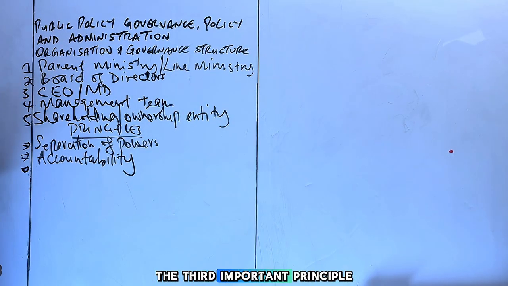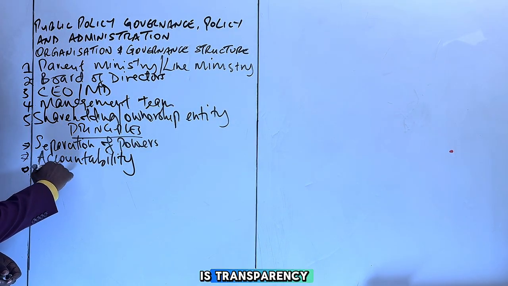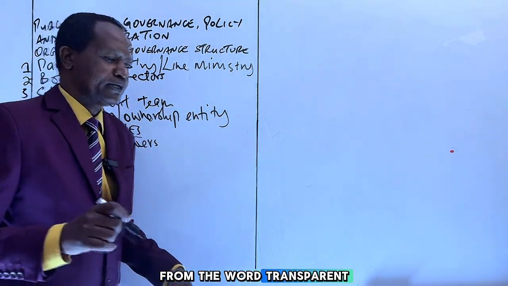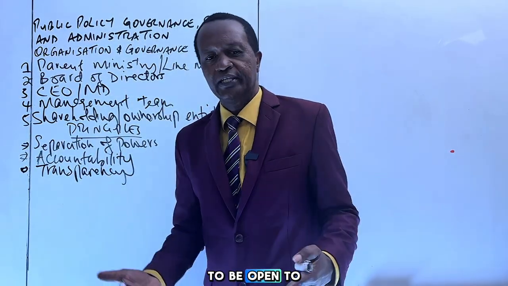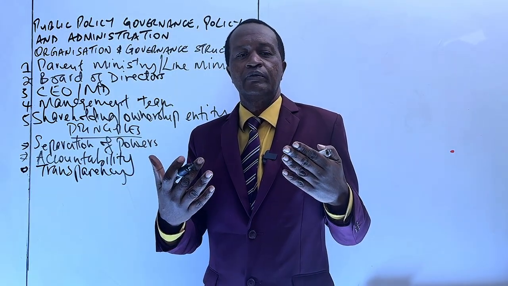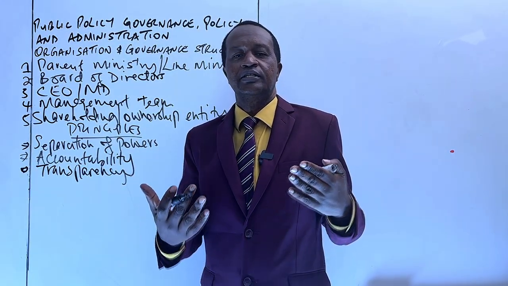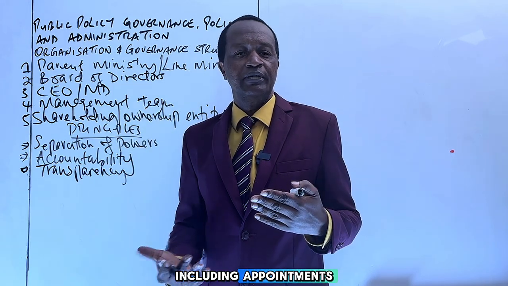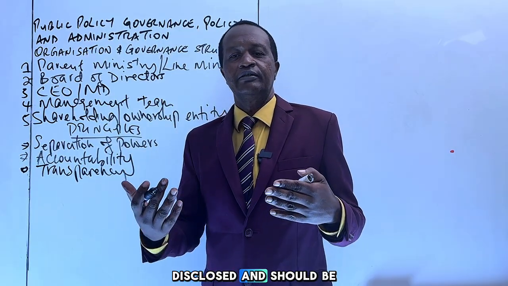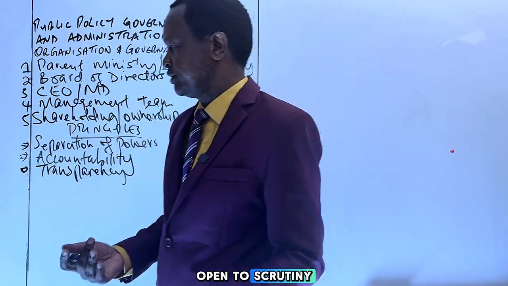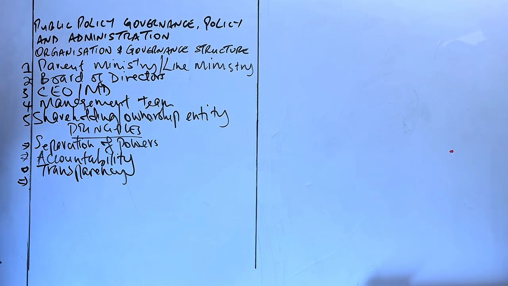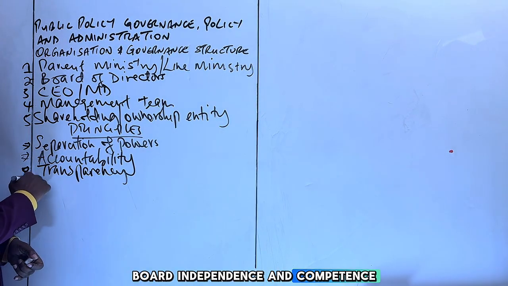The third important principle is transparency. From the word transparent, to be open. That is to mean that decision making processes, including appointments and performance, should be disclosed and should be open to scrutiny. Transparency.